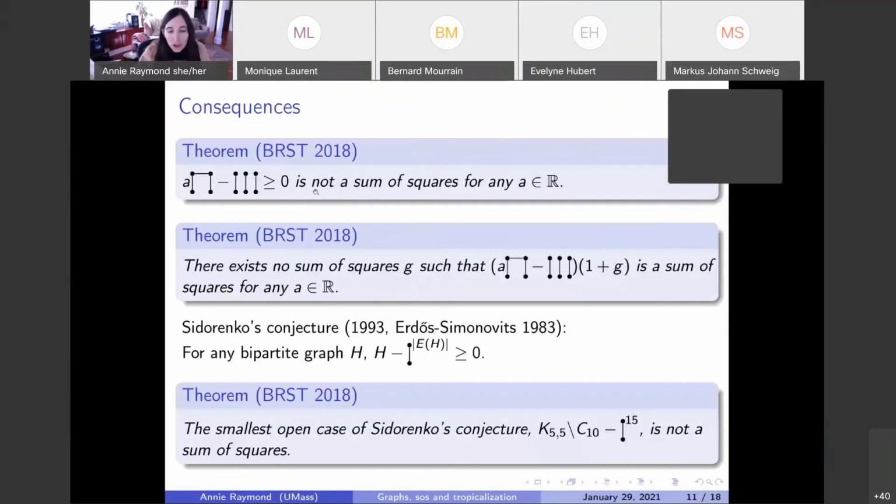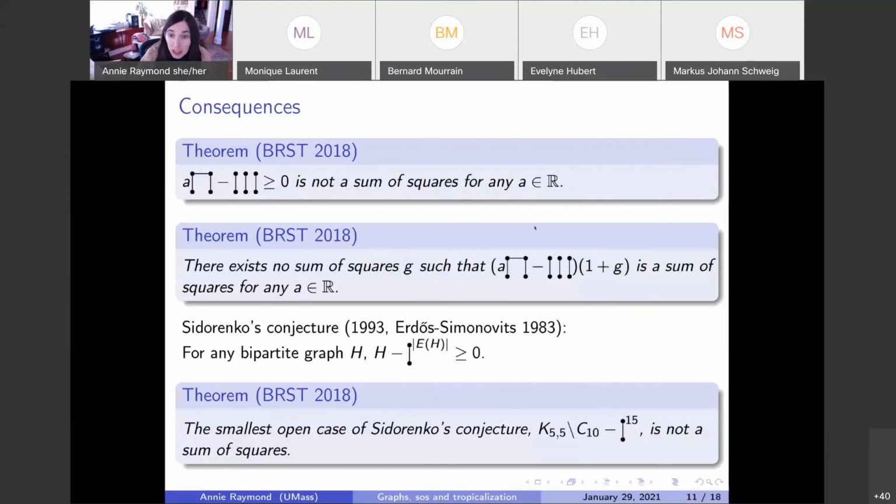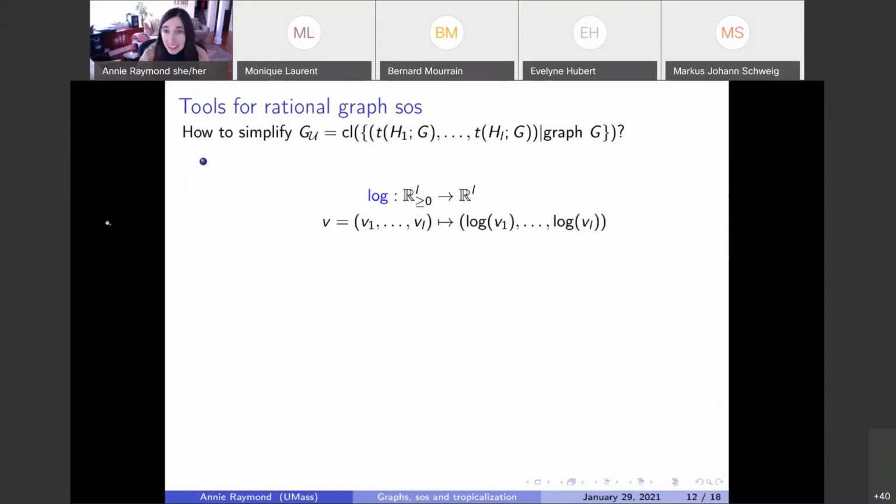So one thing that we were wondering is, well, are rational sums of squares any better? And so an interesting object that came up for us to think about is tropicalization. And so tropicalization really just means taking the log. So we saw this object called the graph profile, right? This weird object that Hatami and Norine proved was correct for edge and triangle. So, okay, you have your vectors of densities, and you're going to take the log of every single component.